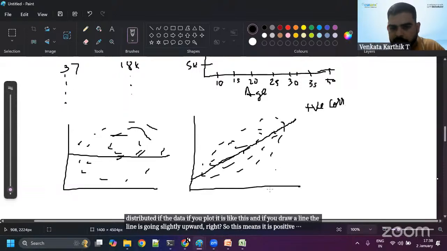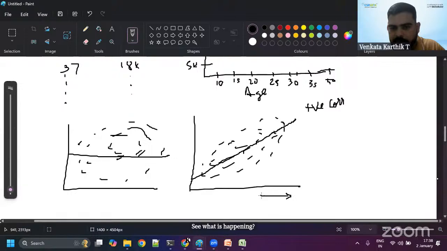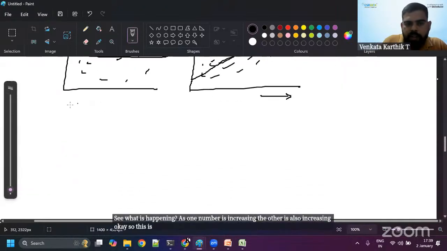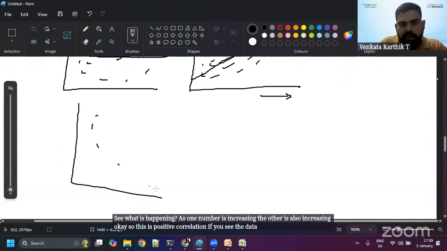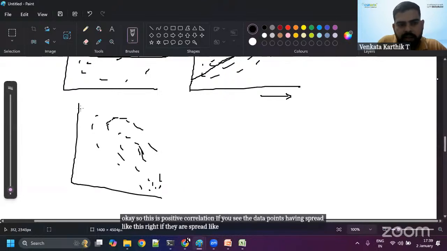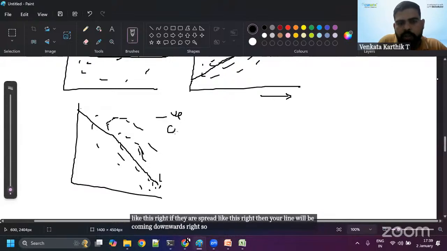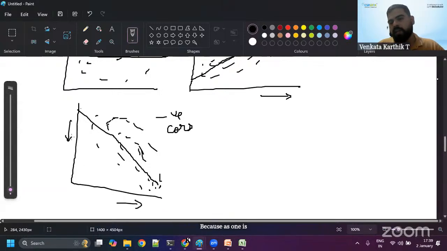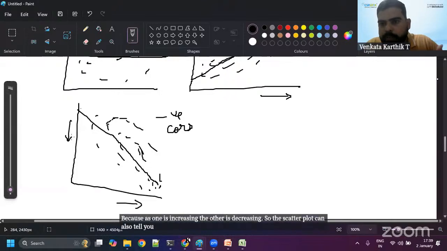See what is happening here: as one number is increasing, the other is also increasing. So this is positive correlation. If the data points are spread like this, then your line will be coming downwards. So this is negative correlation, because as one is increasing, the other is decreasing. So the scatter plot can also tell you the correlation. Just by looking at it, you can tell if the two variables are correlated.